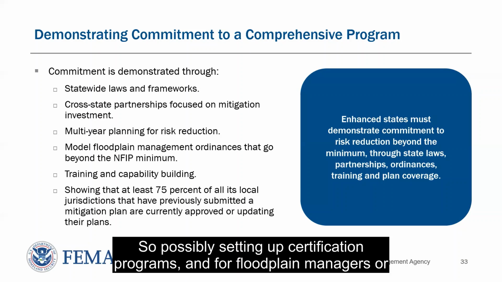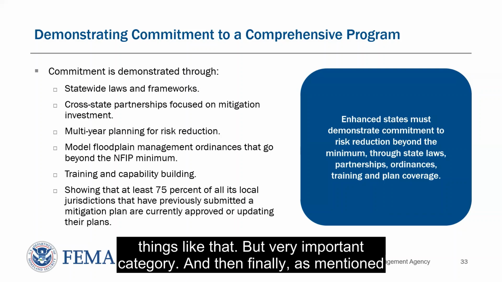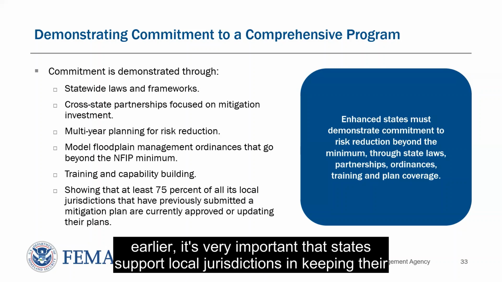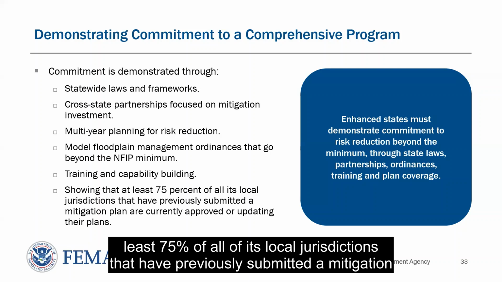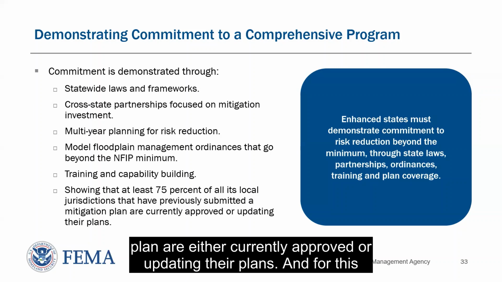So possibly setting up certification programs for floodplain managers or things like that, but very important category. And then finally, as mentioned earlier, it's very important that states support local jurisdictions in keeping their plans updated and current. And for enhanced states, that's just defined as showing that at least 75% of all of its local jurisdictions that have previously submitted a mitigation plan are either currently approved or updating their plans.